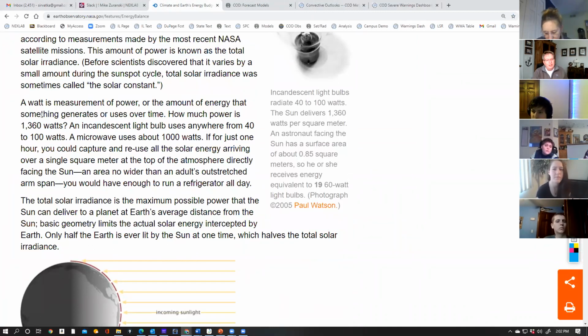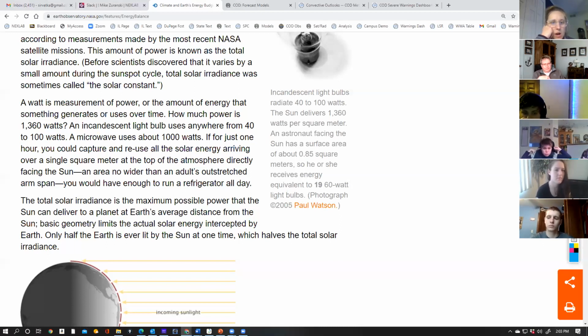Go ahead, Lena, would you read the next two paragraphs? A watt is a measurement of power or the amount of energy that something generates or uses over time. How much power is 1,360 watts? Incandescent, like the light bulbs that are hot if you touch them. An incandescent light bulb uses anywhere from 40 to 100 watts. A microwave uses about 1,000 watts.